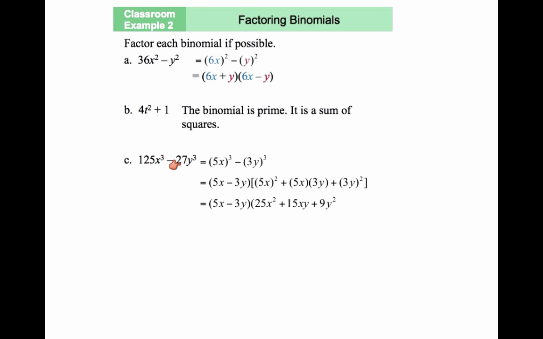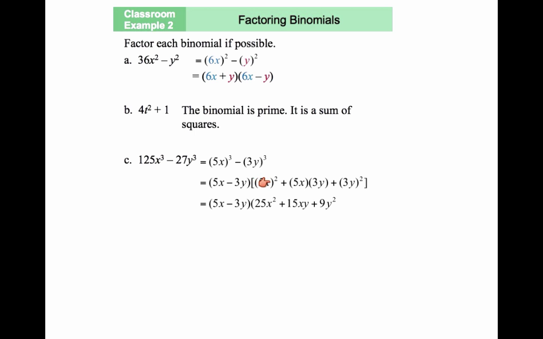Is 27 a perfect cube? Sure is. 3 times 3 times 3 is 27. So my second term must be 3y. If I cube 3y, I get 27y cubed. Once I identify my first term and second term, I just have to substitute that into the formula that we were going to memorize. The formula says, write the first term minus the second term. My first term is 5x, second term is 3y, so it would be 5x minus 3y.